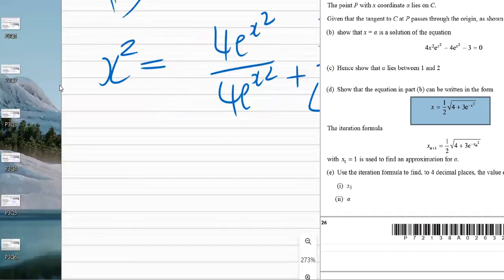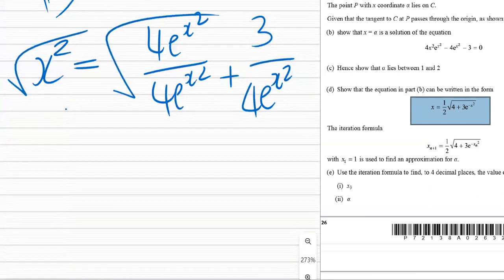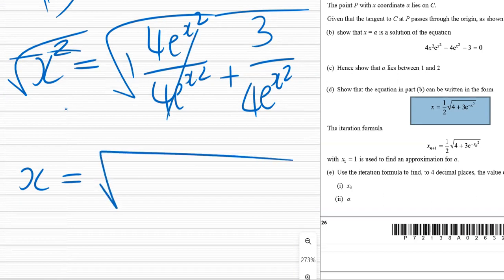Square both sides. So this cancels out and square the whole thing on the other side. You end up with x equal to, and I notice this is just 1, because 4ex over 4ex is simply 1. So it's the square root of 1 plus 3 over 4e x squared. Okay, so we're close. We're not quite there.